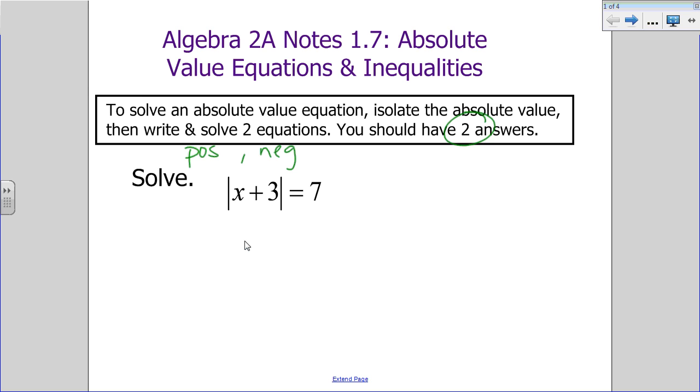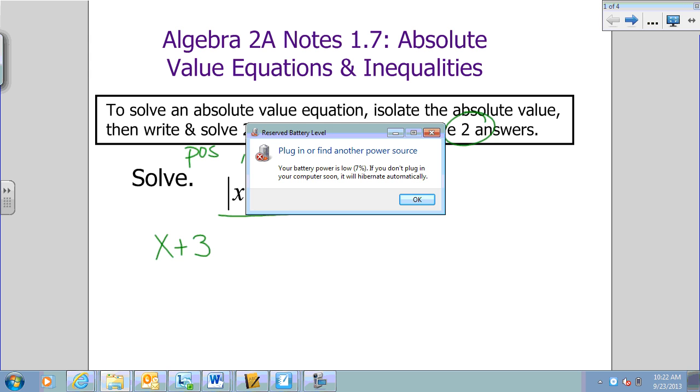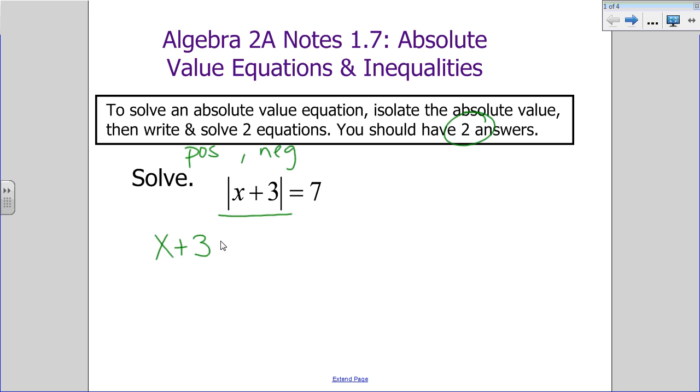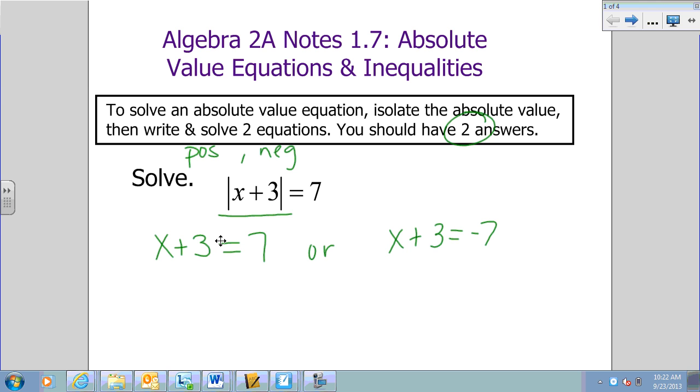So here's what it looks like. My absolute value is already isolated. It's just the absolute value of x plus 3 equaling 7. So what I'm going to do is take what's inside that absolute value, x plus 3, and I know that that has to equal 7, or that x plus 3 has to equal negative 7. That's what it means to write two equations.